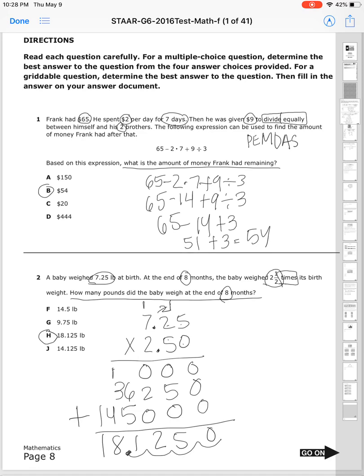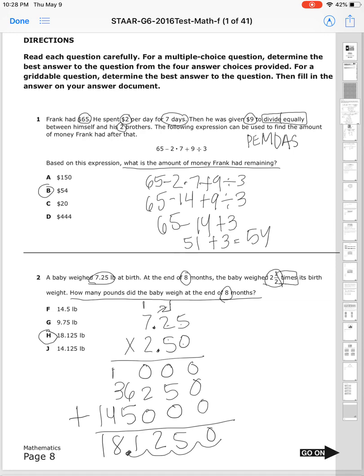And then I have division, which comes after that, which is 9 divided by 3, which is 3. So 65 minus 14 plus 3. And then we have 51 plus 3, which is equal to 54. All right, let's go ahead and look at number 2.